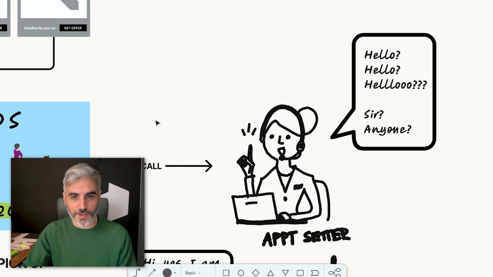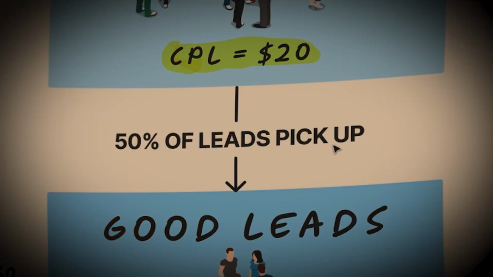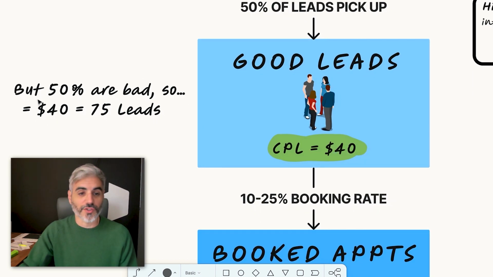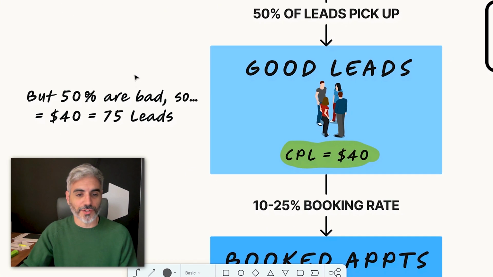We have our appointment setting team. They will call them and we won't be able to get them on the phone. Only 50% of leads pick up. So most of the leads are actually bad. So we only want to count the good leads. So that $20 cost per lead is actually $40. 50% of the leads are no good.